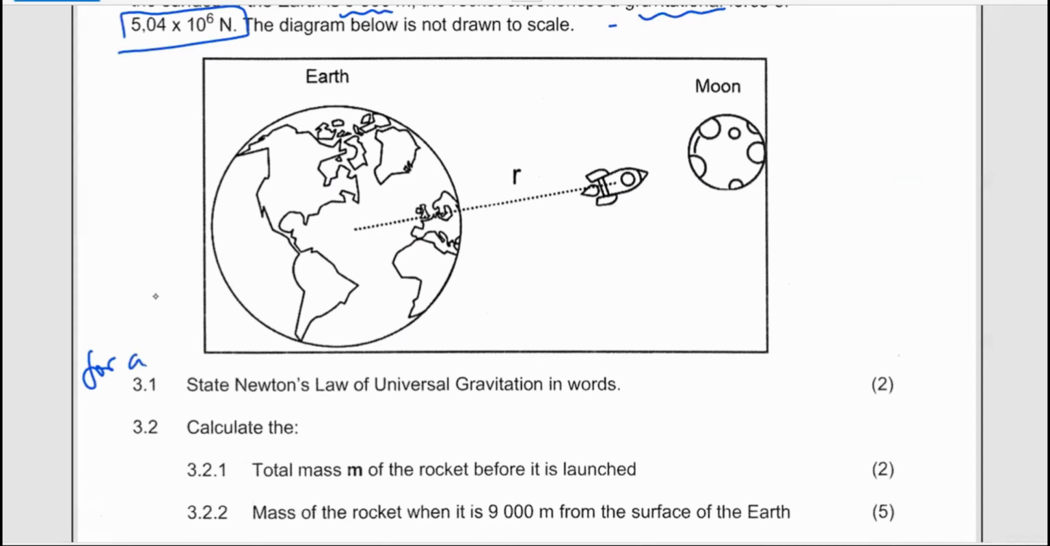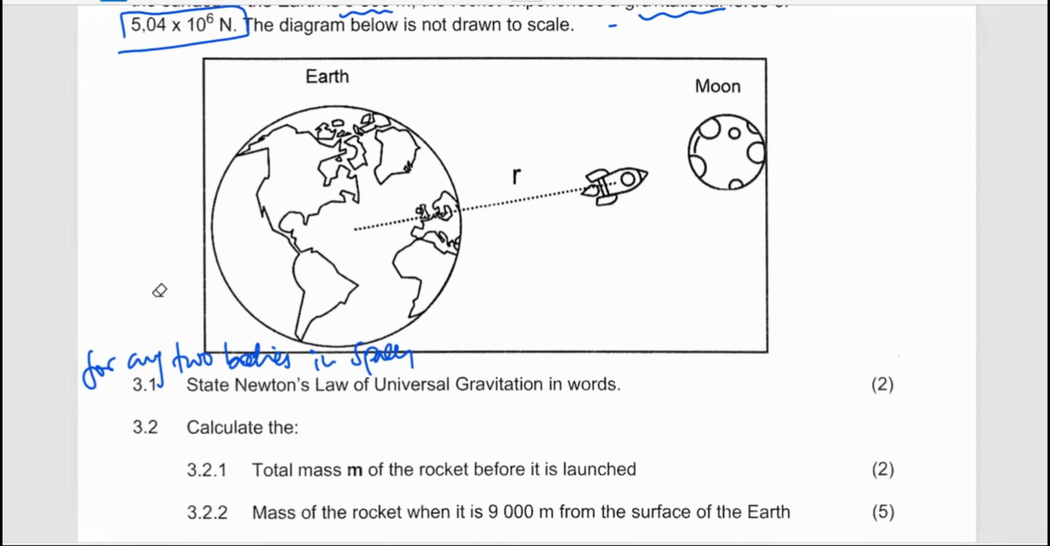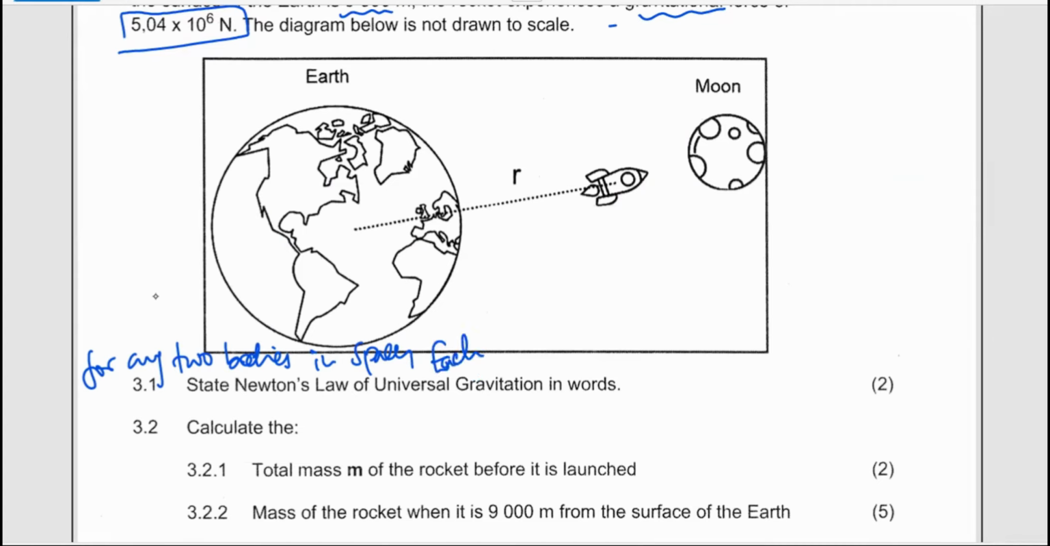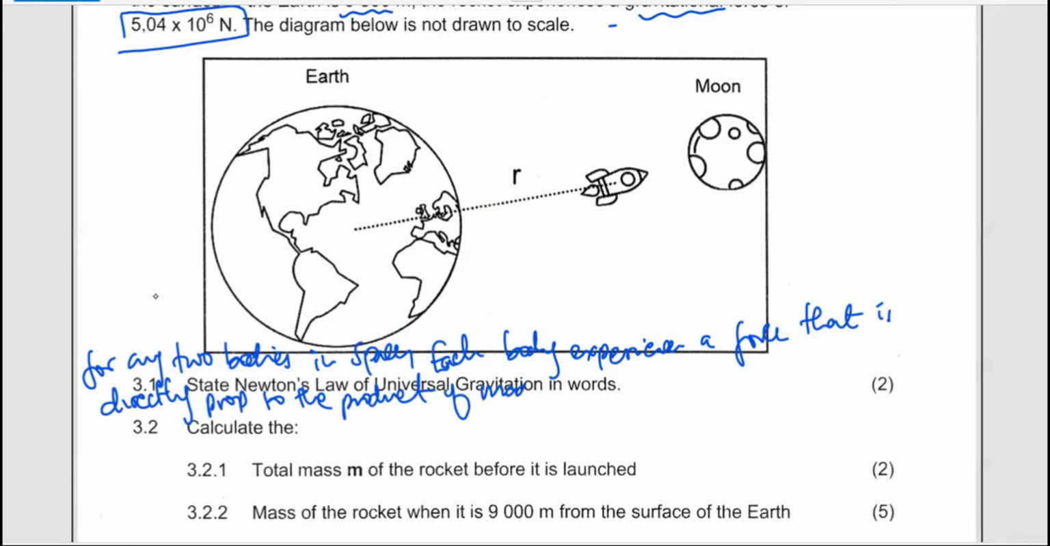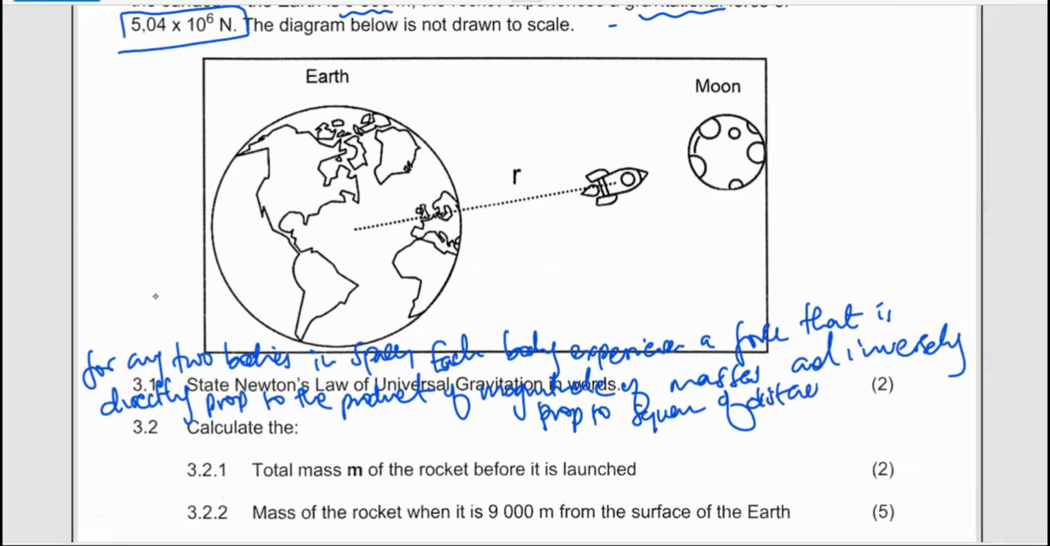So we know that for any two bodies in space or in the universe, each body experiences or exerts a force that is directly proportional to the product of the magnitude of the masses, and inversely proportional to the square of the distance between them, or between the centers. So something of the sort.